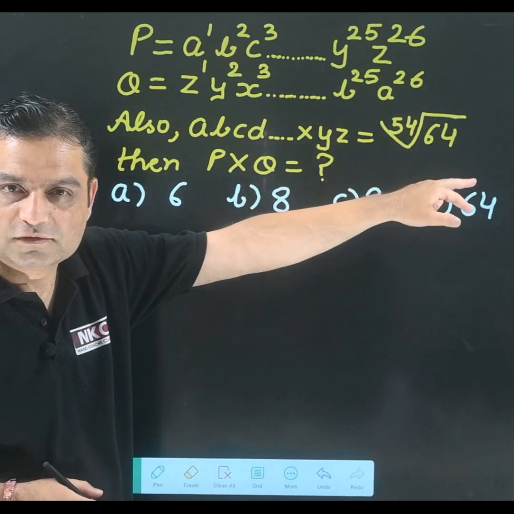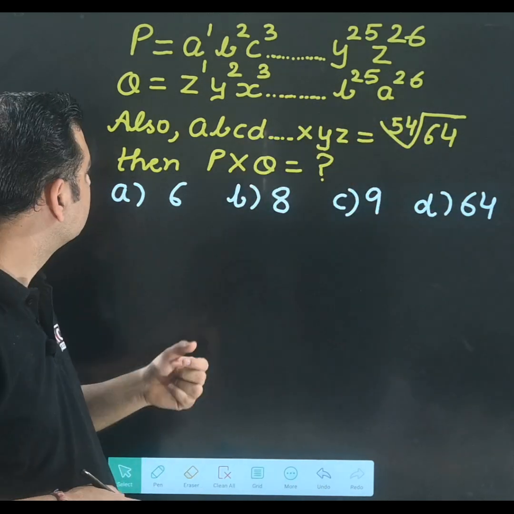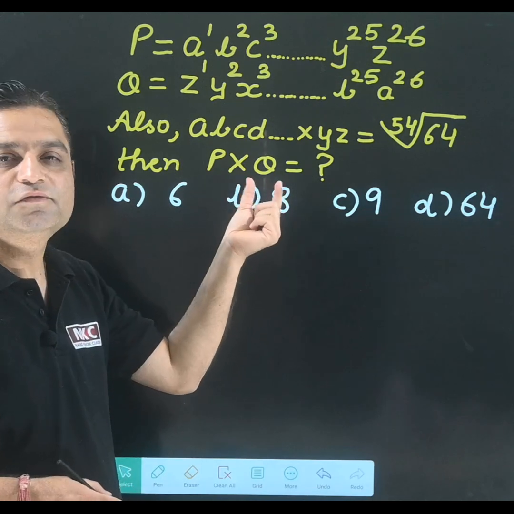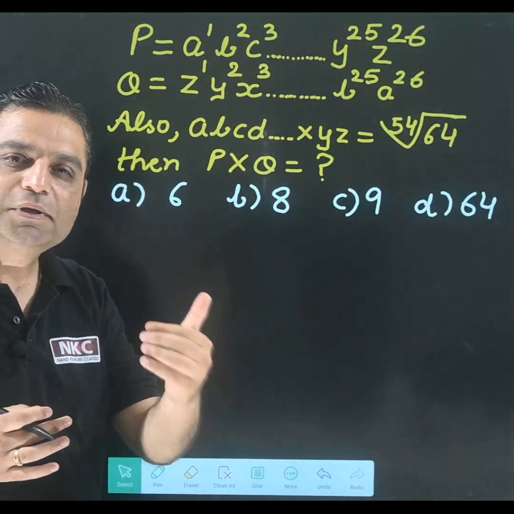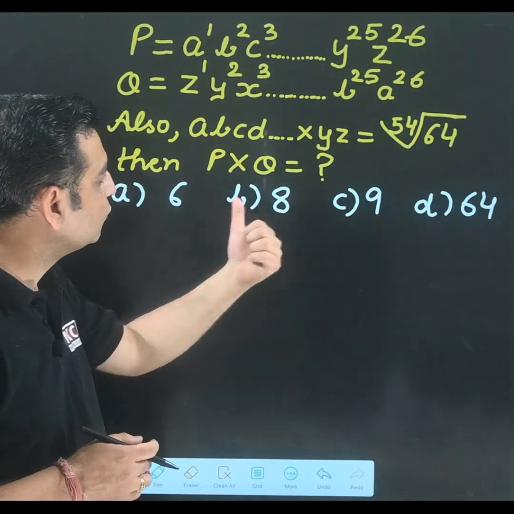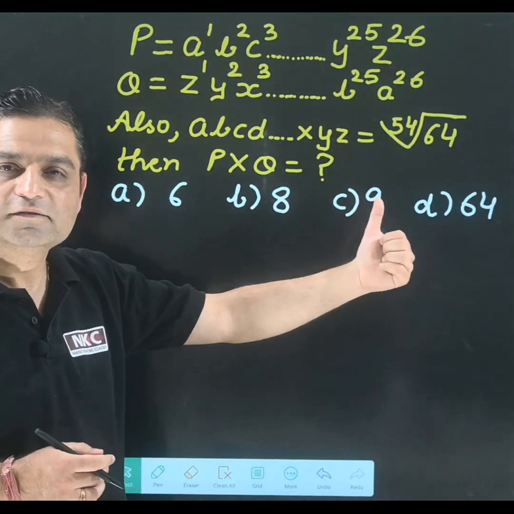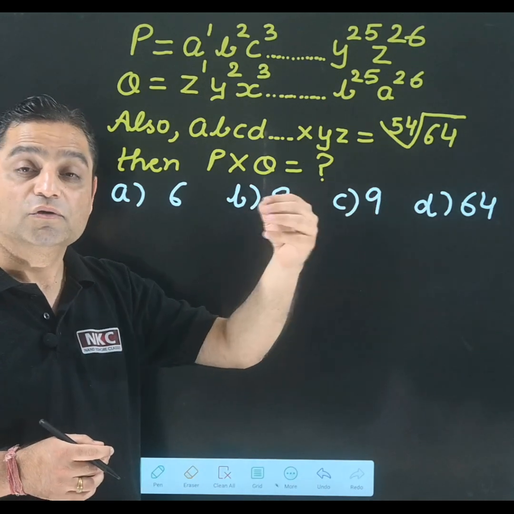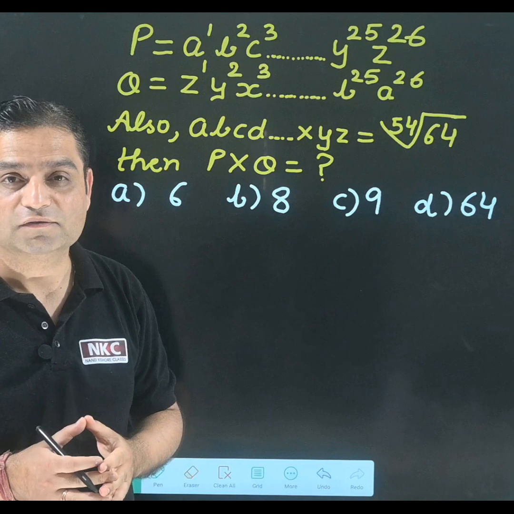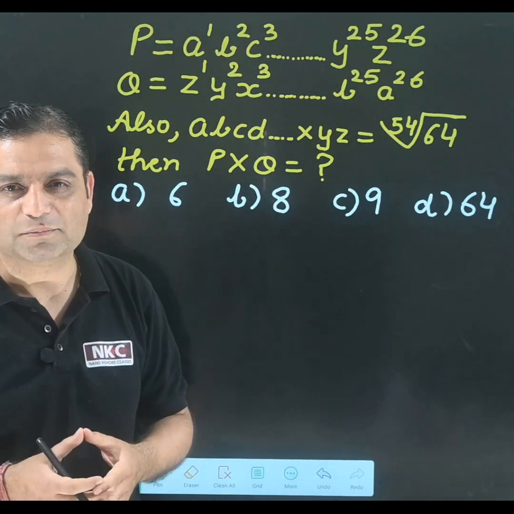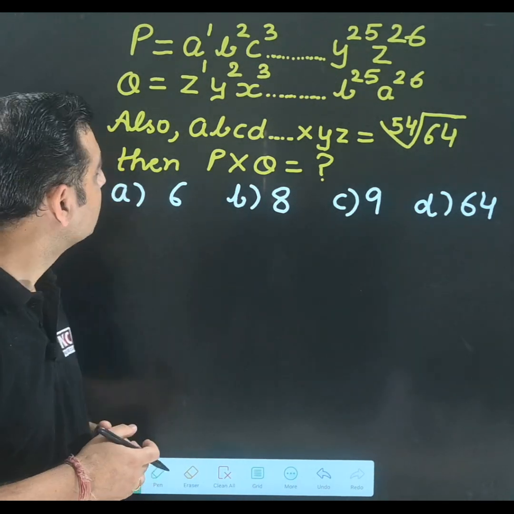The 54th root of 64 is given to us, and we need to find p times q, the multiplication of p and q. We have four options: 6, 8, 9 and 64. If you get the answer, please let me know what your answer is, and please watch the video. Let us compare if your answer is correct or not.